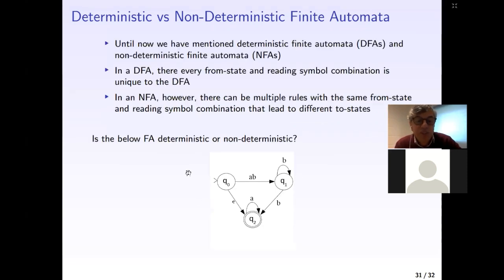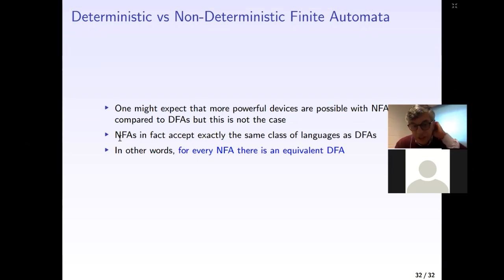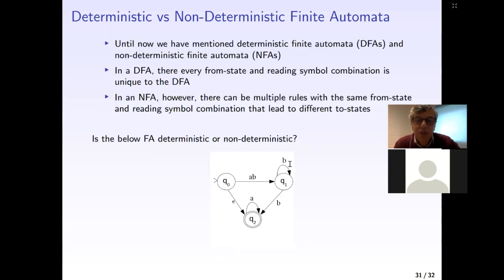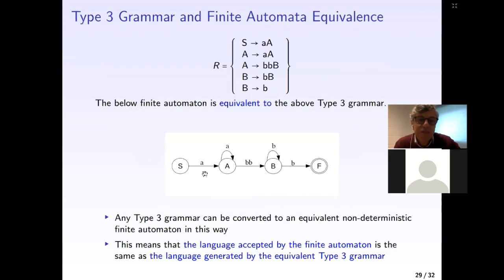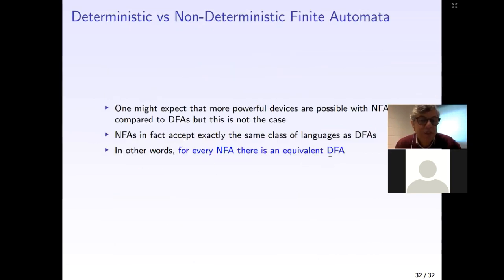Since you have more options and capability, it doesn't necessarily mean the machine is more powerful than the deterministic one. That's not the case. Non-deterministic automata, in fact, accept only the same class of languages as DFAs. In other words, for every NFA there is an equivalent DFA. So you might have multiple kinds of NFAs, but for any NFA you will definitely have one equivalent DFA. That's the thing we need to discuss.